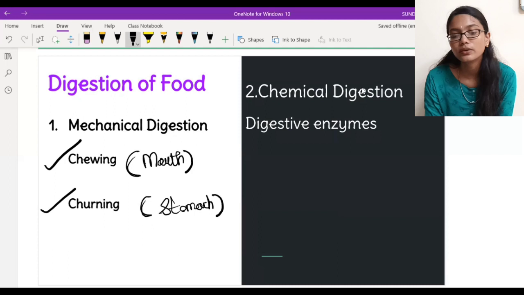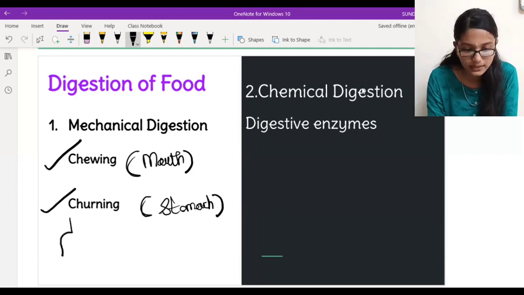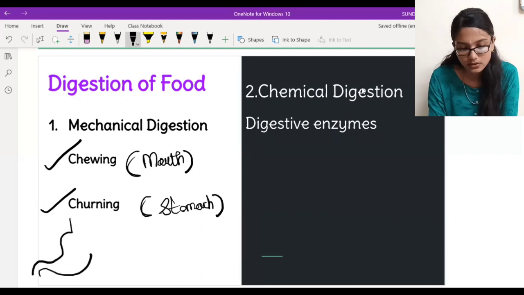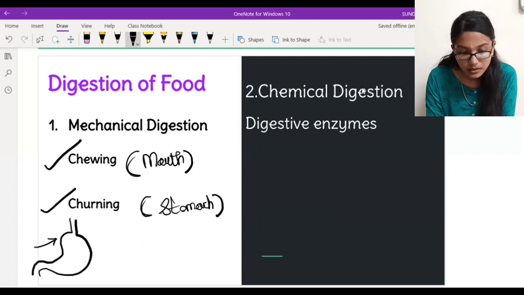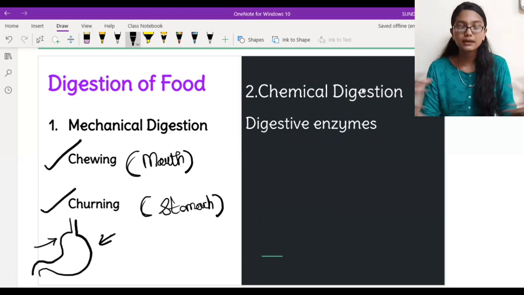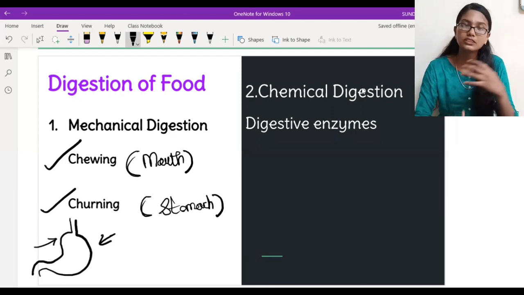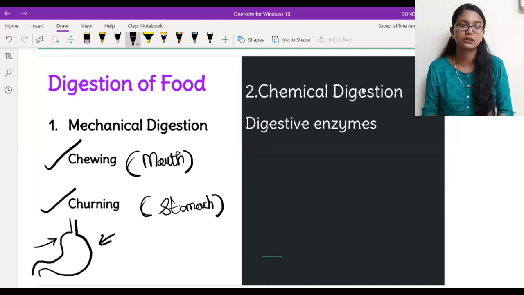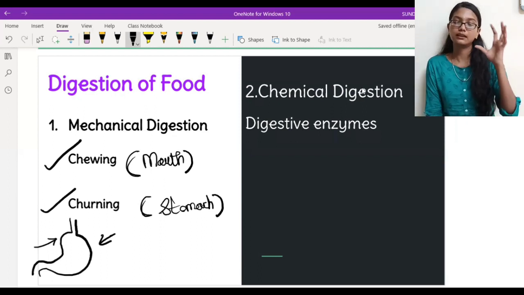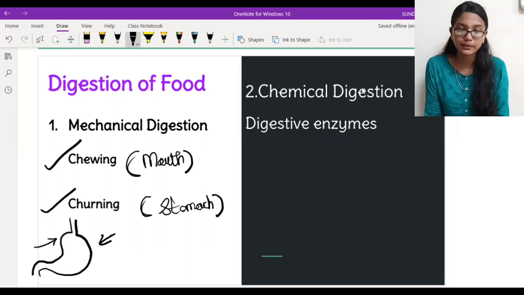Here we saw how the stomach looks. It will look somewhat like this. The stomach layer will be coming to and fro so that the food is properly and thoroughly mixed with the juices present in the stomach. So this is one type of mechanical digestion taking place in our body. This is about mechanical digestion.